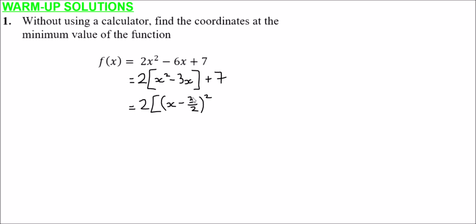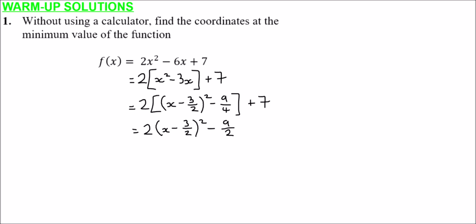So minus 3 over 2 all squared is 9 over 4. So we subtract away 9 over 4. And of course you have this plus 7 at the end to deal with. We can now expand this out. So we have 2 lots of x minus 3 over 2 all squared. Then 2 multiplied by minus 9 over 4 becomes minus 9 over 2. 2 times 9 is 18. 18 over 4 can simplify to 9 over 2. And then of course this plus 7.